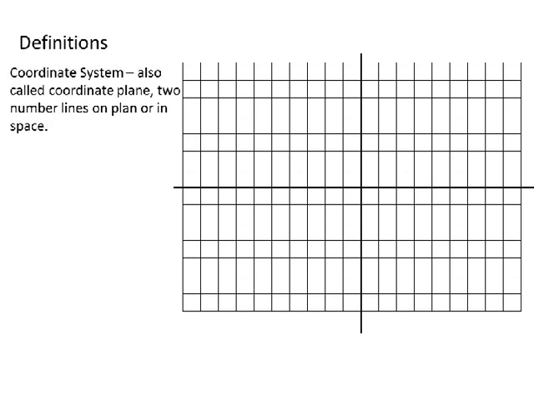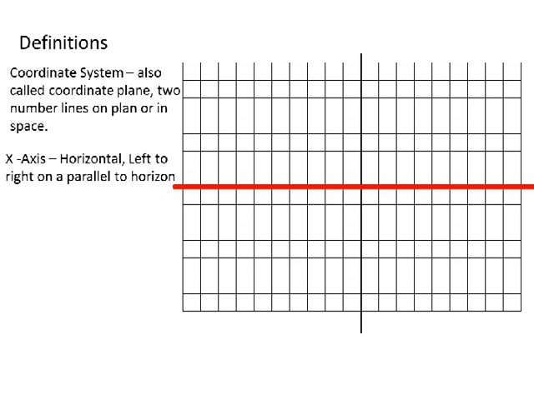But this is coordinate planes and coordinate systems, what we're doing next. So a coordinate plane, or coordinate system, is number lines on a plane or in space. It's basically 2 number lines put together on a plane in space. So we have the x-axis, which is horizontal from left to right and parallel to the horizon. I just highlighted the x-axis in red for you.